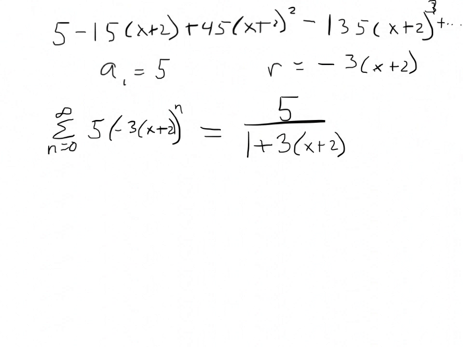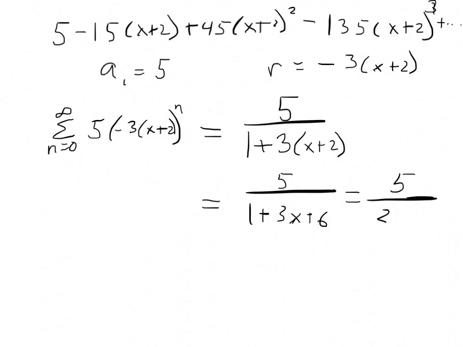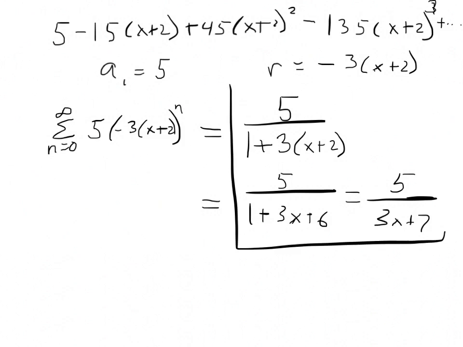And you can either leave it in that form, or you can simplify, like you could make this 1 plus 3x plus 6. We could even make this into 5 over 3x plus 7. And any of these are correct. So there it is.